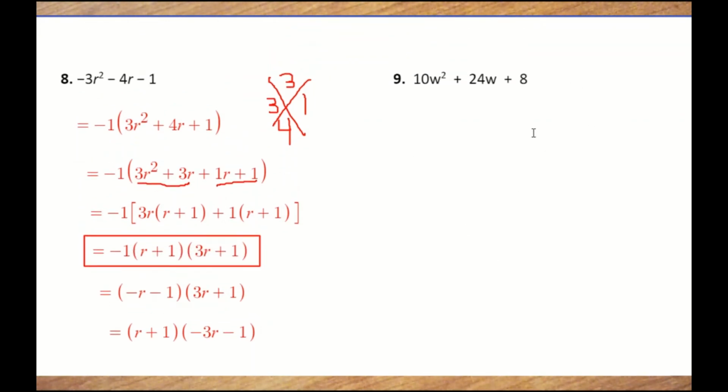Number 9. We got a GCF here. We got to take care of that GCF first, just like we do in number 8. So let's go ahead and do that. The GCF here, it looks like, is going to be 2. So I'm just going to factor that out right up front. And that gives me 5w squared plus 12w plus 4.